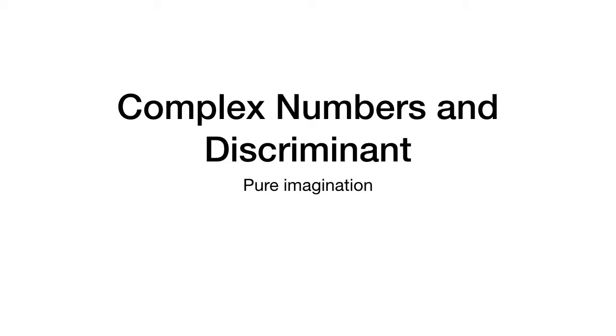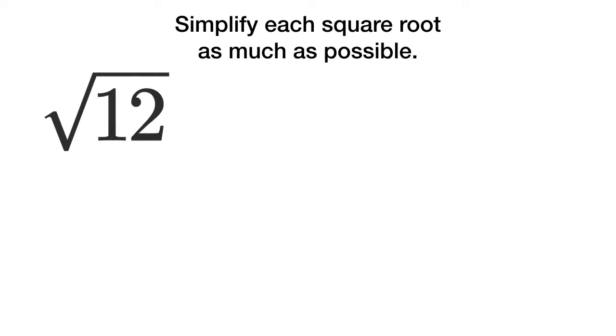All right, so for today we're going to be talking about complex numbers and the discriminant. To start off, we're going to practice simplifying square roots. In case you don't remember, simplifying square roots is just this.